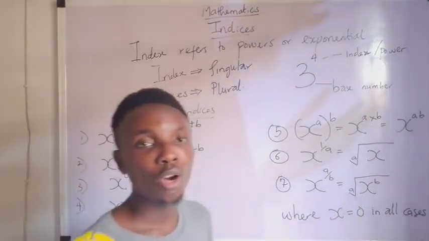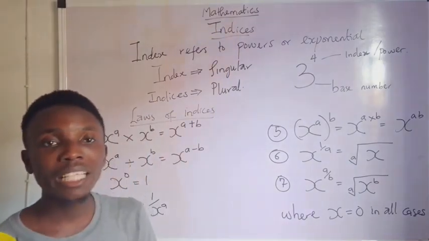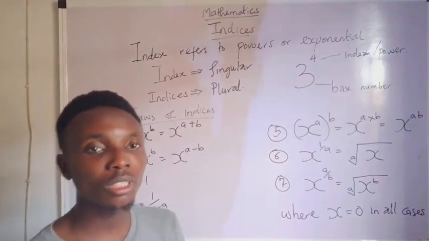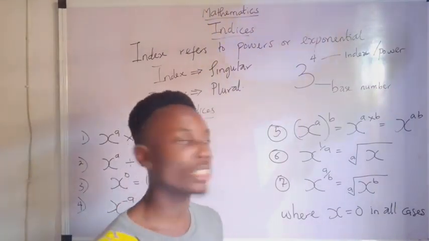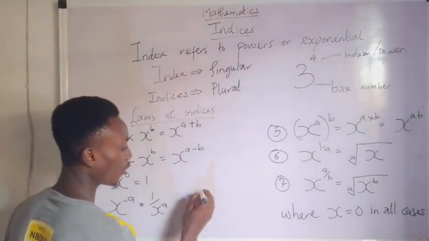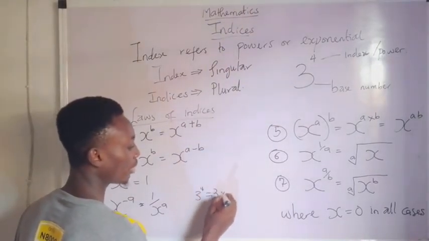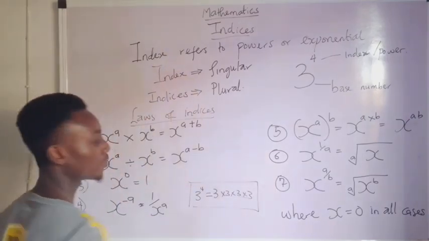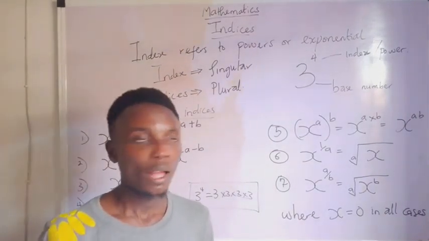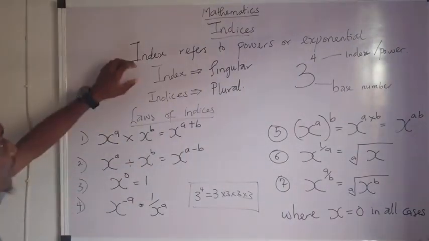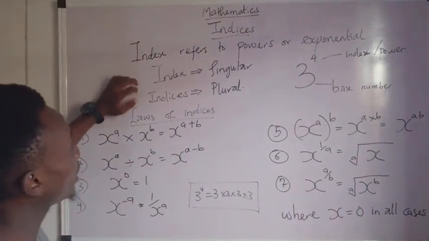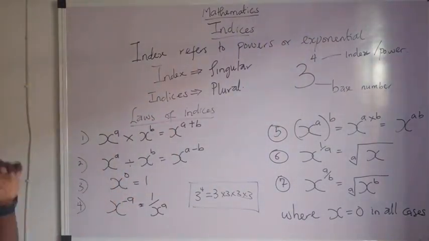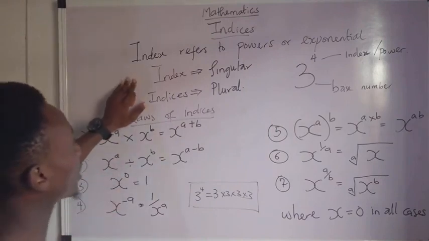Now 3 raised to power 4 is just simply saying multiply 3 by itself 4 times. So 3 raised to power 4 will be equals to 3 times 3 times 3 times 3. And index is the singular form, while indices is the plural form. So when we speak of it in its plural form, we always use the word indices.